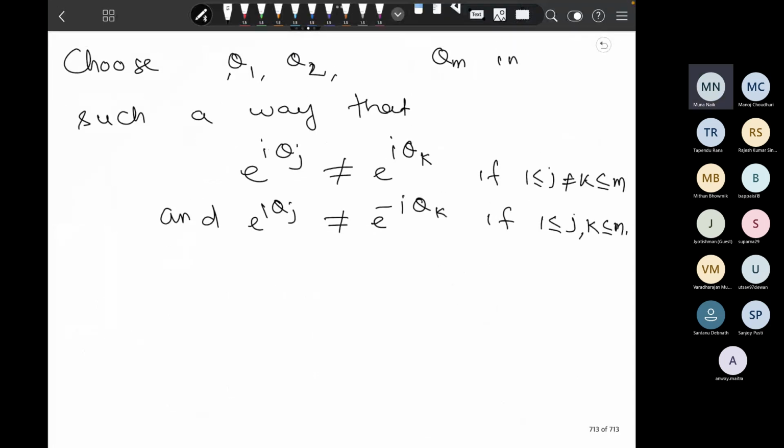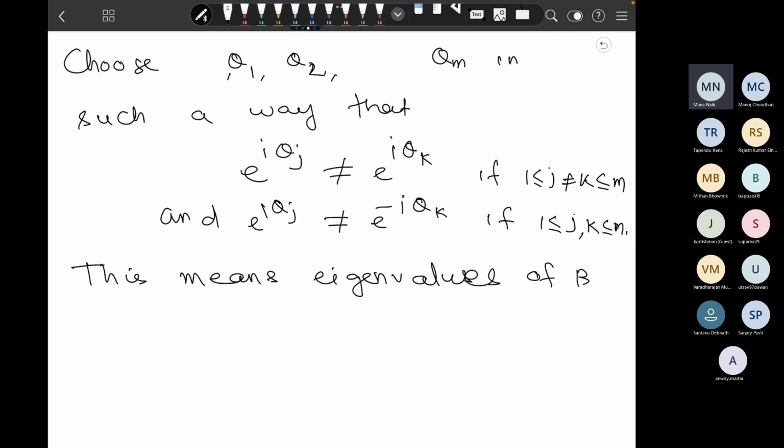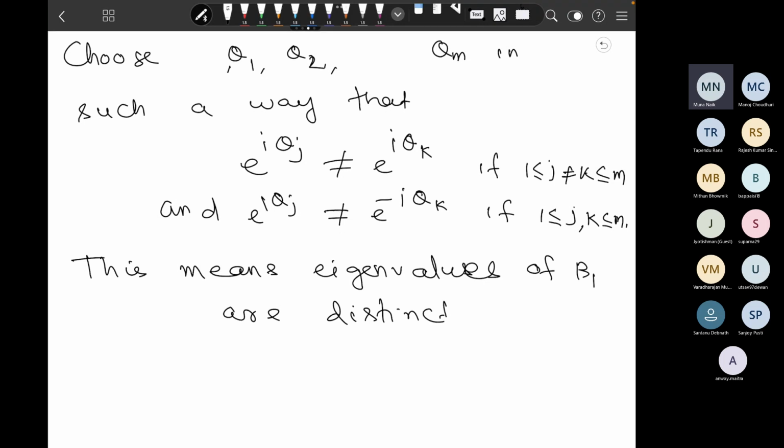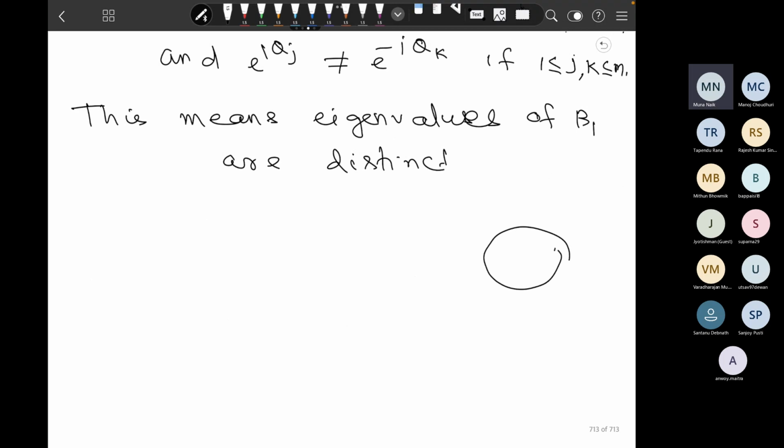So this means the eigenvalues of B1 are distinct. Simply this means that. And this is always possible. For instance, you can choose theta 1, theta 2, up to theta m in the upper half plane. So this is always possible.